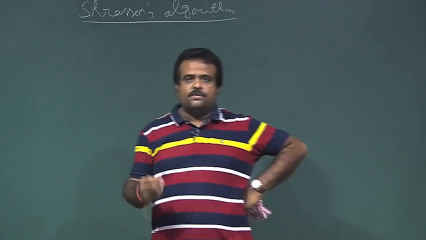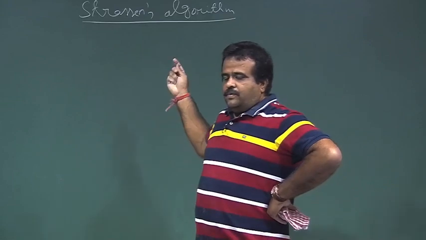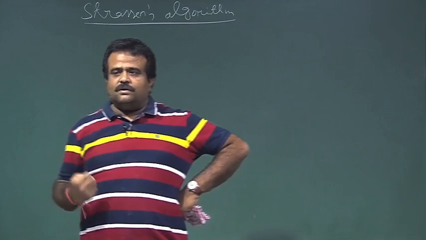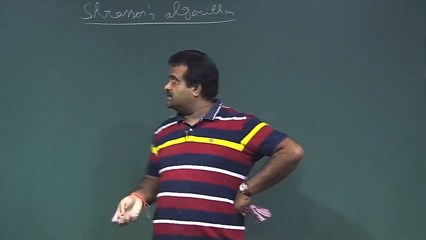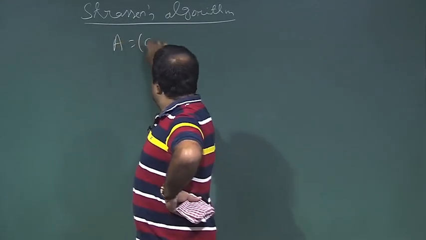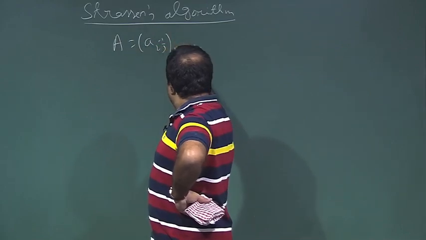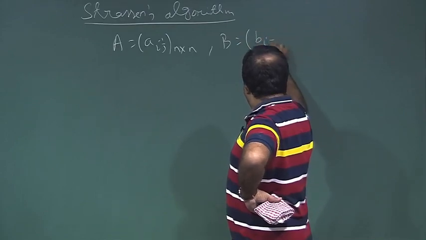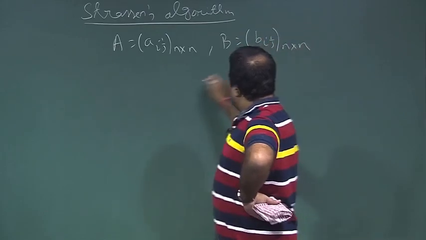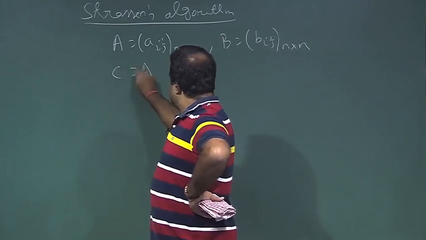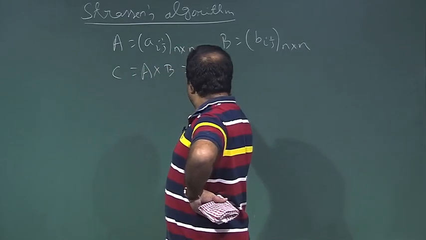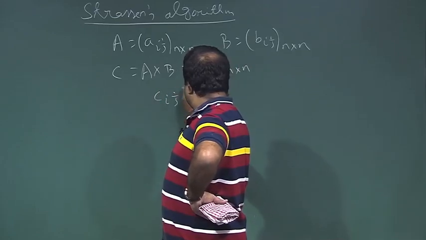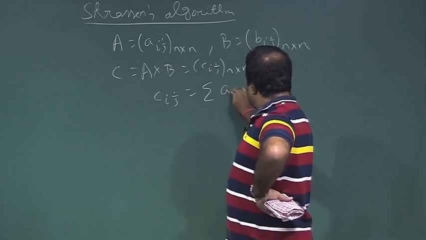Okay, so we are talking about matrix multiplication. We have seen the standard method of matrix multiplication. If we have two matrices A and B, where A is of size n cross n and B is also of size n cross n, then C is A cross B, which is of size n cross n, and C i j is the summation of A i k B k j.